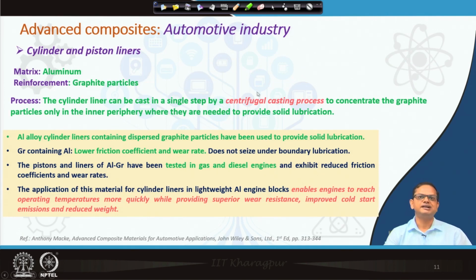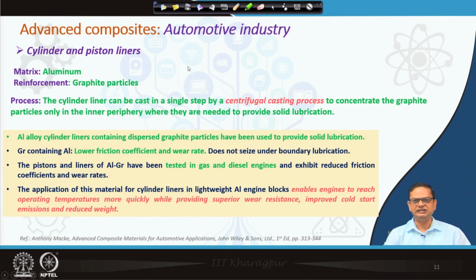All right. Now, let us come back to our automotive industry. There are a lot of applications of composite materials in the automotive industry. I will not discuss all the applications, but let us discuss a few. The application which comes to my mind first is this one, cylinder and piston liner. And here the matrix is aluminum and graphite particle.